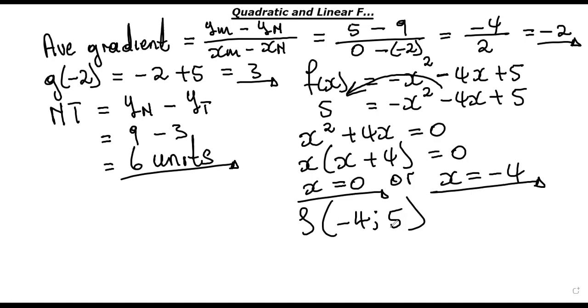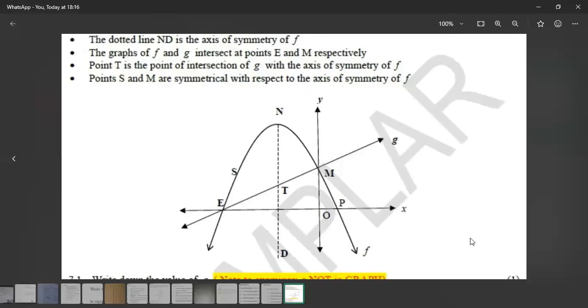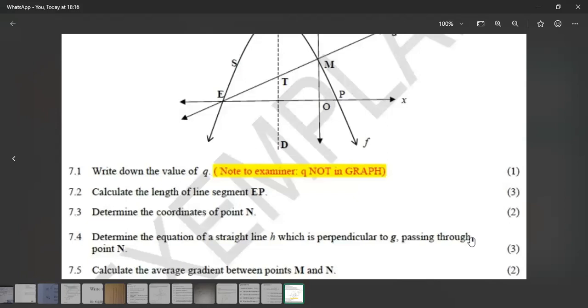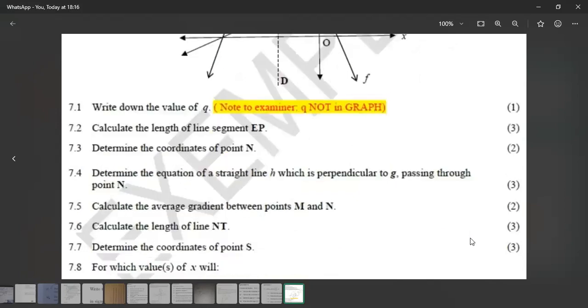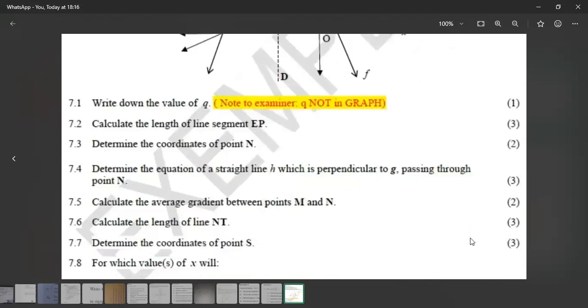Horizontal line SM, meaning the y values are the same. That's the most important thing. Right. But even if you just wrote point S and its coordinates without any calculations, you would have still got your full marks, because the examiner understands that you understand the concept of symmetrical.